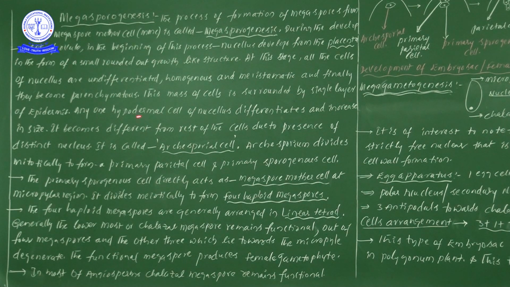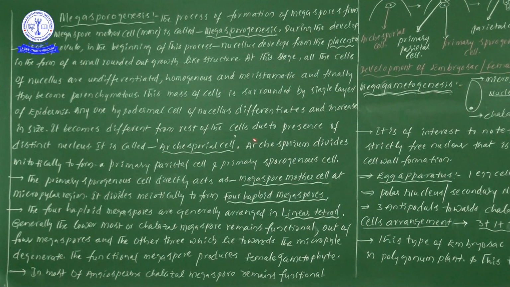So one hypodermal cell of the nucellus differentiates and increases in its size, and it becomes different from the rest of the cells due to the presence of a distinct nucleus. First of all, a parenchymatous group of cells is present just below the nucellus. One particular cell differentiates and increases in its size. Once the differentiation is completed, it becomes different from the rest of the cells, and it will show some significance when compared to the remaining cells.